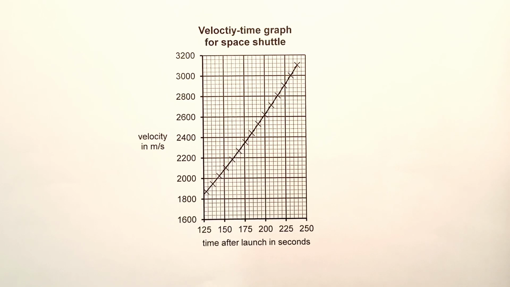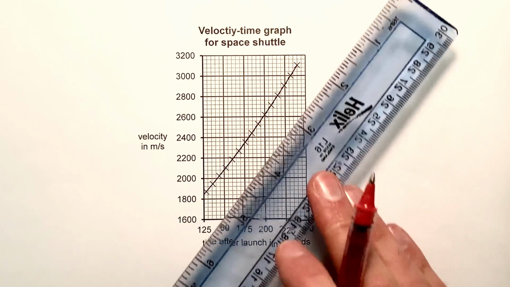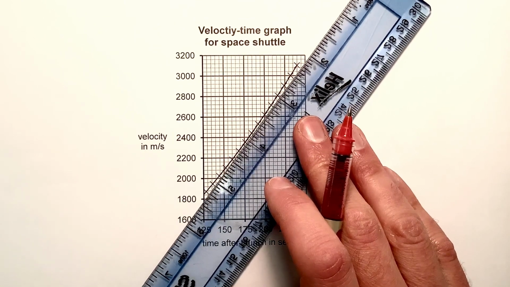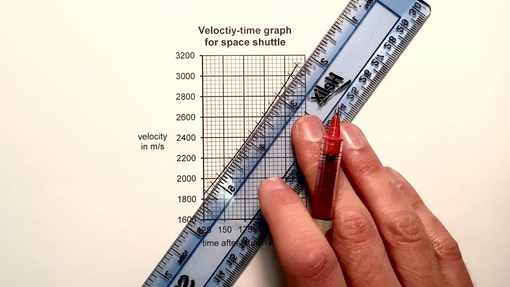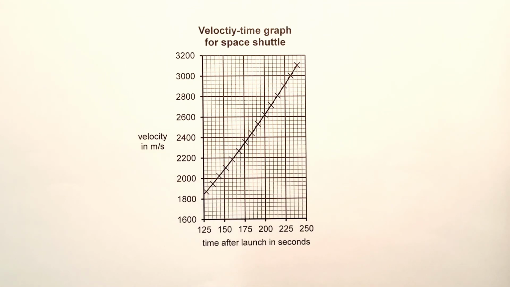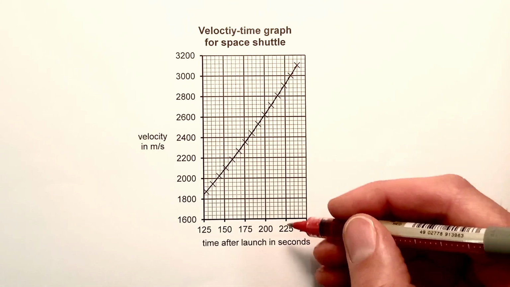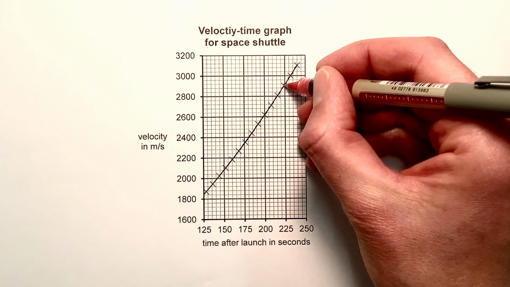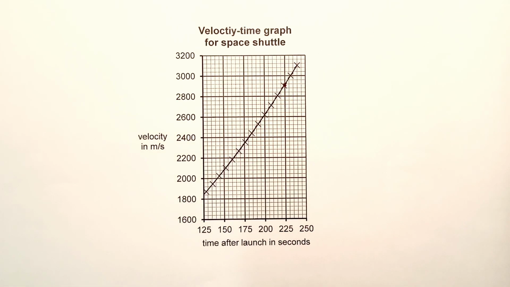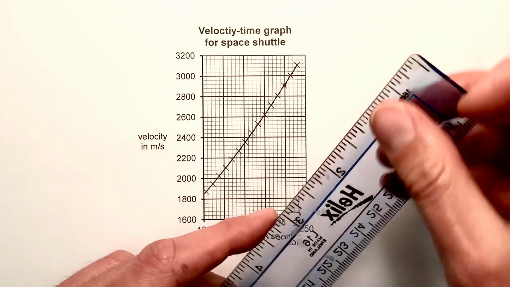In this video, we're going to look at how to find the gradient of this graph at 225 seconds. And if you look at this graph, it might look like a straight line, but if we put a ruler alongside it, you can see it curves slightly. So if we want to find the gradient at 225 seconds, we should put a little spot at 225 seconds, and then we should try and draw in a tangent to the line at that time.